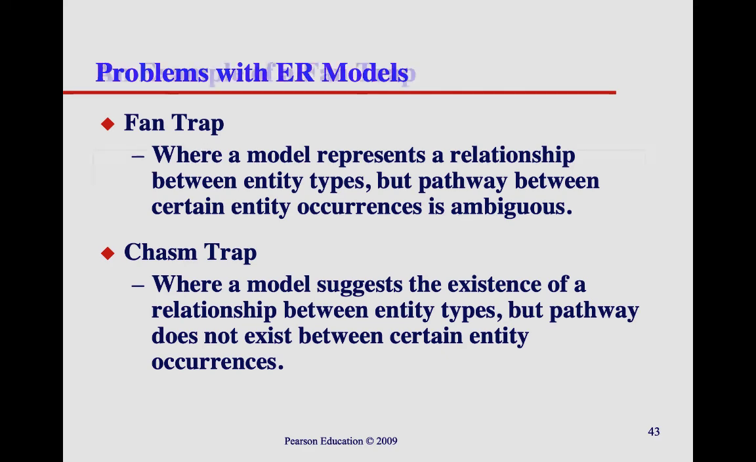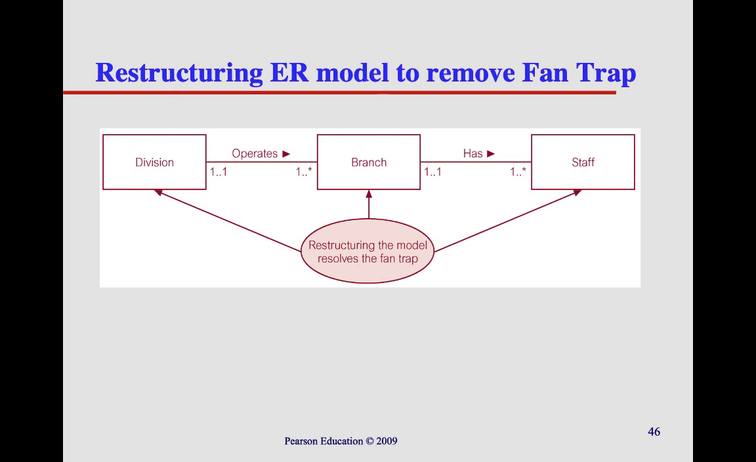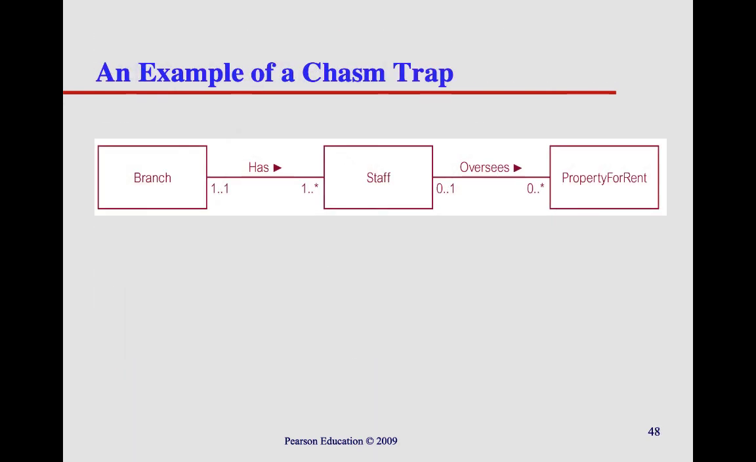Okay? Here, the pathway that's ambiguous is the staff has a path to a branch, but given the way you've modeled it, you can't figure out actually which branch the staff member belongs to. So it becomes a fan trap. The next problem is a chasm trap. So here's an example of a chasm trap.